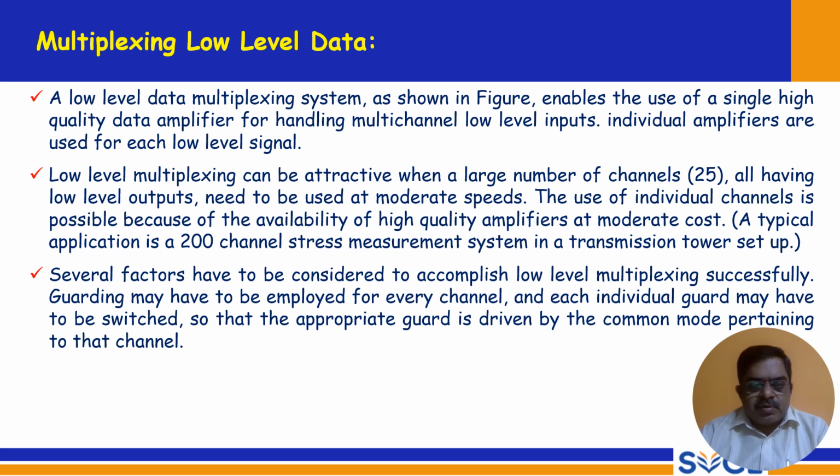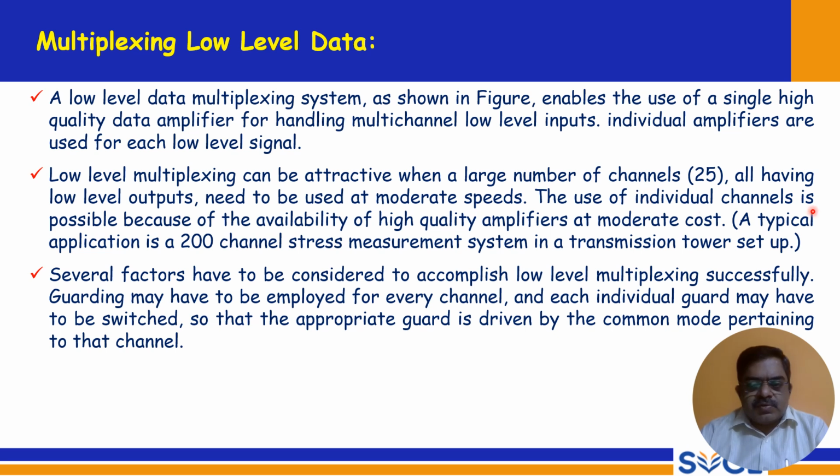So, multiplexing low level data. A low-level data multiplexing system, as shown in the earlier figure, enables the use of a single high-quality data amplifier for handling multi-channel low-level inputs. Individual amplifiers are used for each low-level signal. Low-level multiplexing can be attractive when a large number of channels, it can be 25 also, all having low-level outputs, need to be used at moderate speeds.